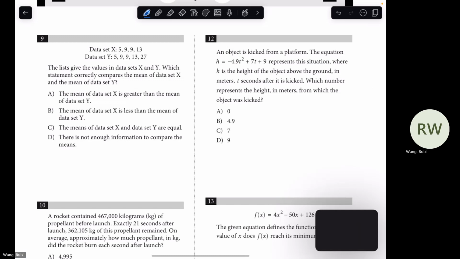Next one, which value is correct compared to the mean of the data set x? Okay, so you want to find the mean. This one is just 9, and this one is larger than 9, because the difference between x and y is that y also has 27. So it's larger than 9, which brings up the average. So it's going to be B: the mean of x is less than the mean of y.